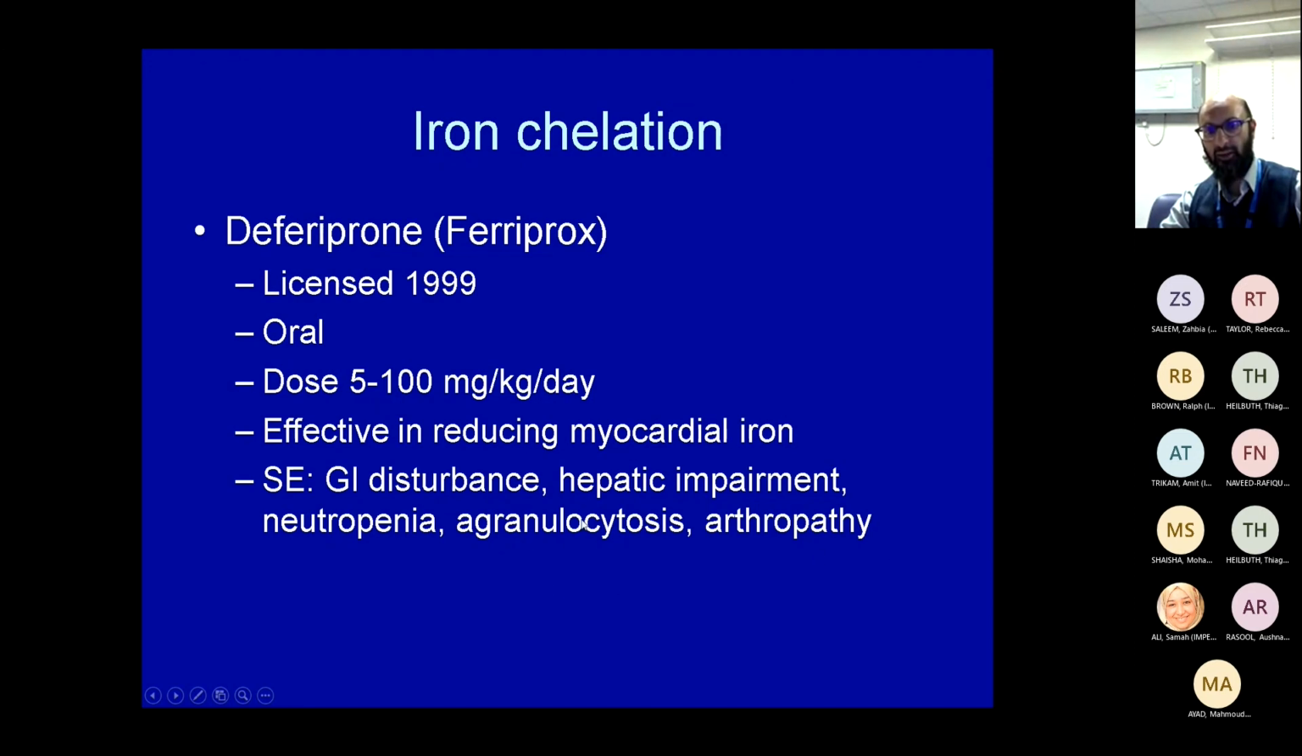I've listed here some of the important side effects for the iron chelators. Deferiprone in particular is associated with an idiosyncratic risk of severe agranulocytosis, and there's no way of predicting this. That's why patients on deferiprone are recommended to have weekly blood tests for the whole duration of the treatment. As you can imagine, that's a fairly big commitment for patients, having to come for weekly blood tests when they're taking this treatment.